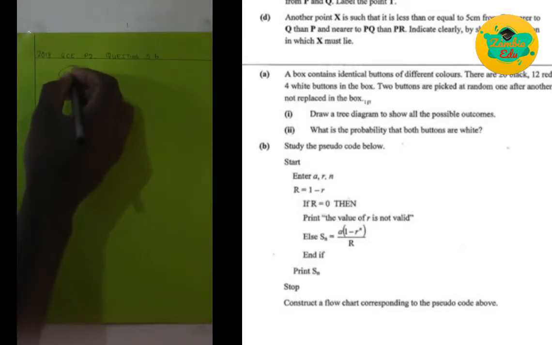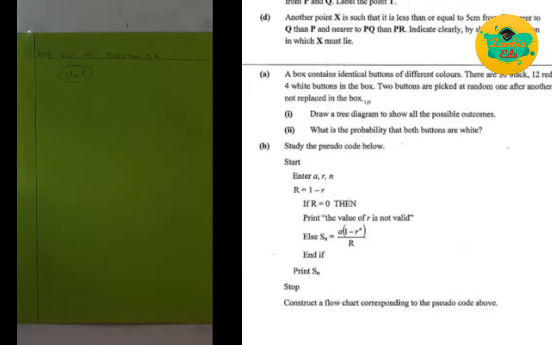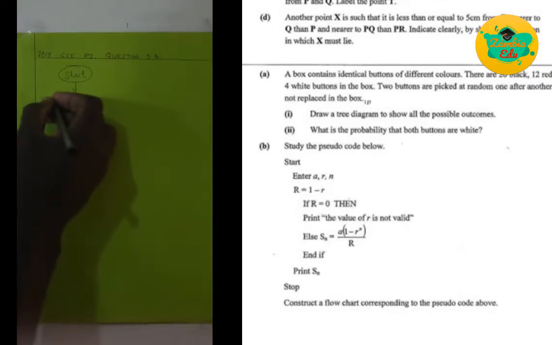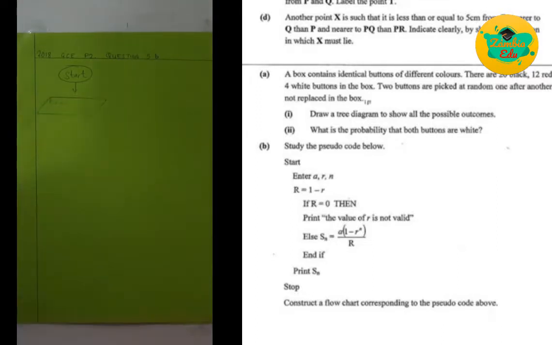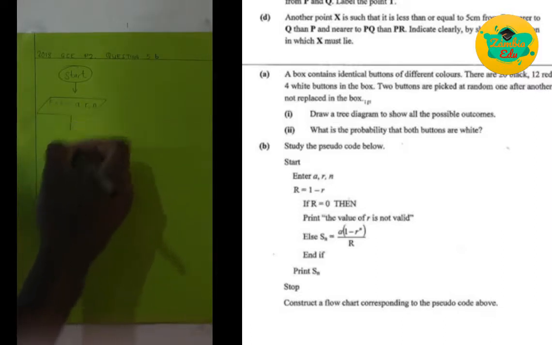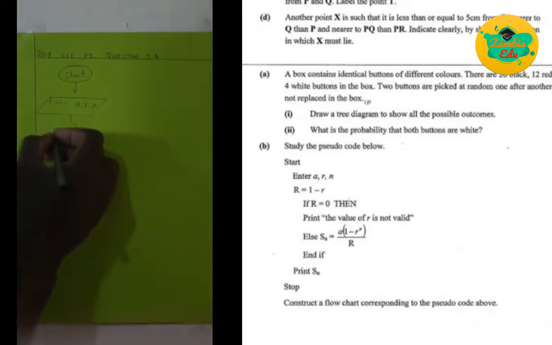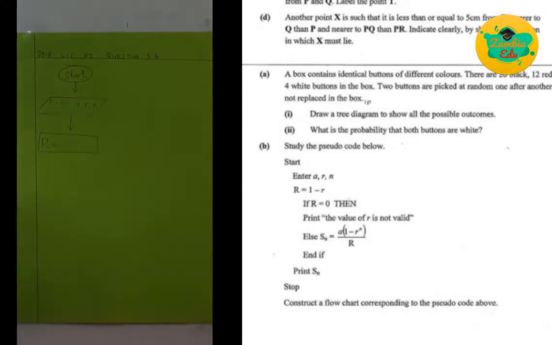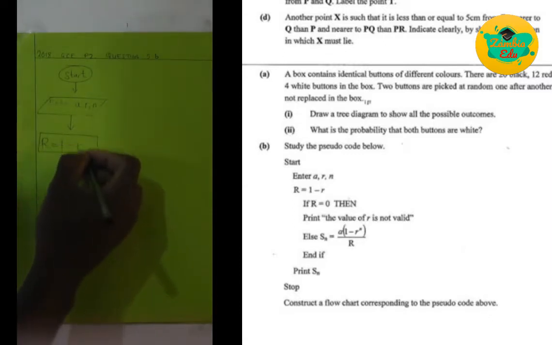So straight away go ahead and start. Start. They told us enter A, R, N. So say our enter box there, our input box, and we'll say enter A, R, N. Next, they've told us capital R is equal to 1 minus small letter r. So which means here we have a process, because they gave us a formula. We said capital R is equal to 1 minus small letter r.